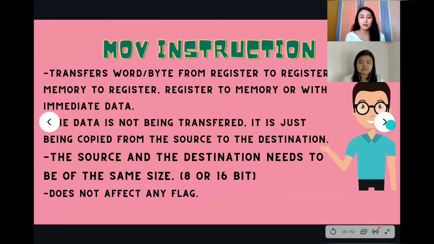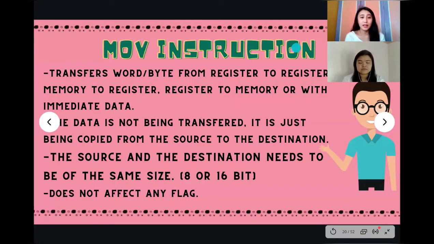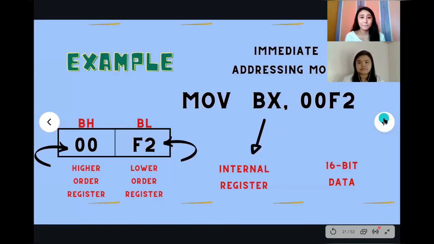And then moving on, move instruction. It transfers word or byte from register to register, memory to register, register to memory, or with immediate data. The data is not really being transferred. It is just being copied from the source to the destination. The source and destination need to be of the same size. So, ayun yung sinasabi ko kanina, na kapag 8-bit yung isang register, kailangan yung isa din is 8-bit. Tapos kapag 16 naman, kailangan yung isa 16-bit din. Move instructions do not affect any flag.